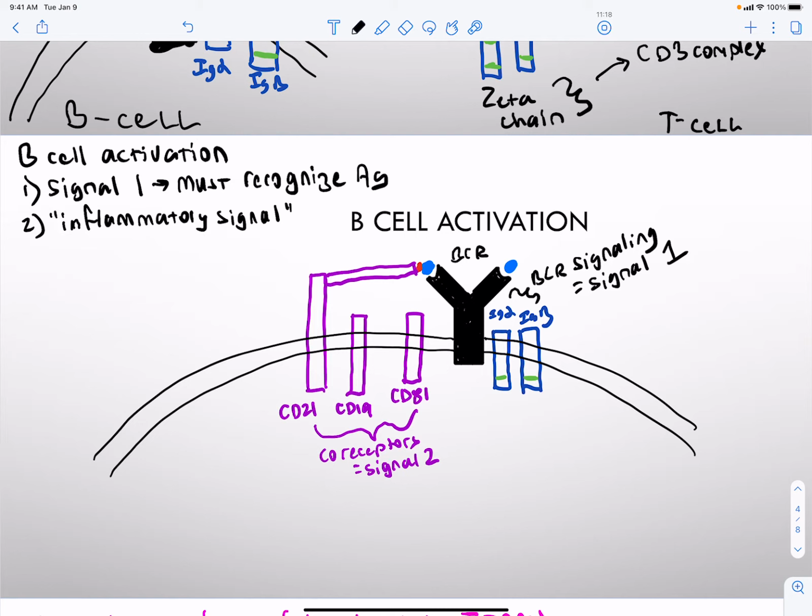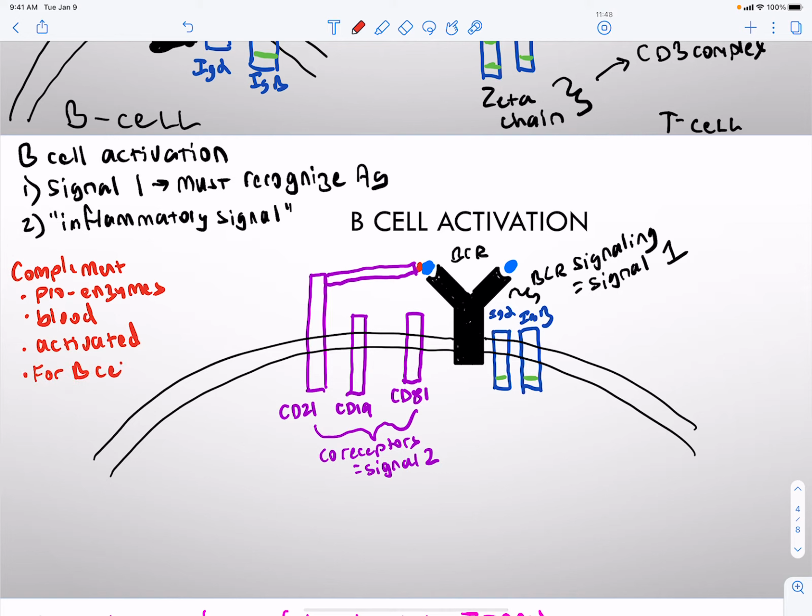So for B cells, this particular signal comes from our complement system. Complement are a series of proteins, so they are proenzymes. They are in your blood, and they get activated. And so the one that is important for B cells is complement component C3d. Okay, so that's all you have to remember here. So this little red thing here is complement component C3d.